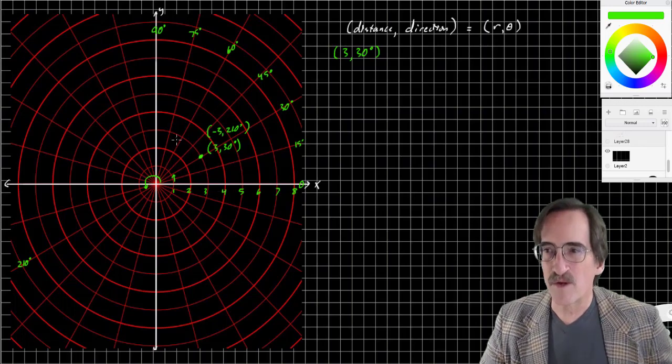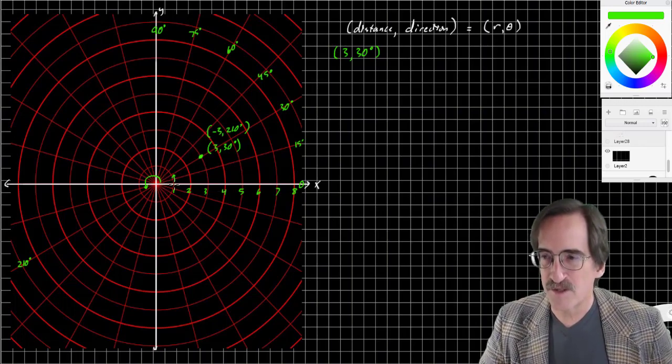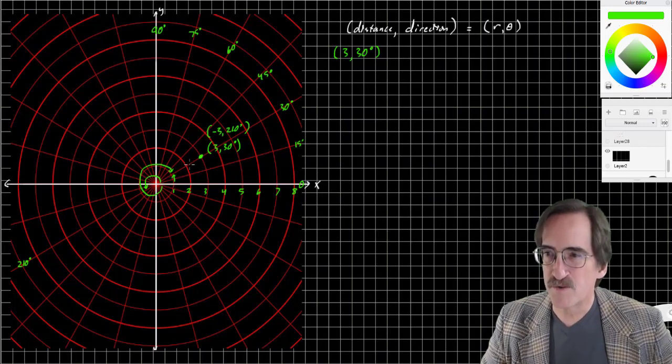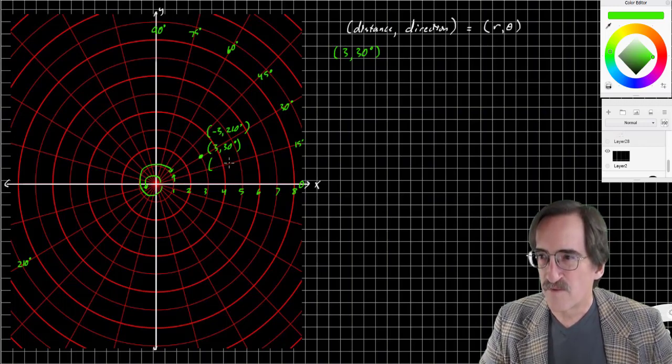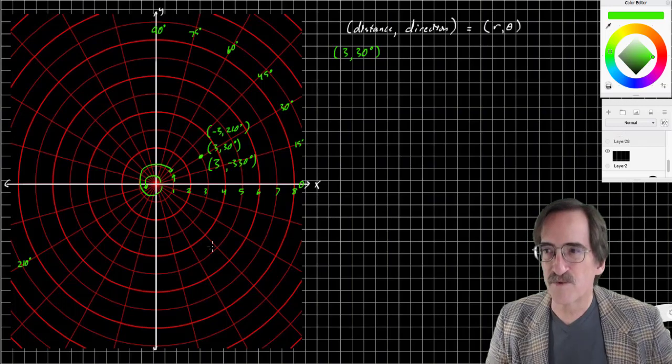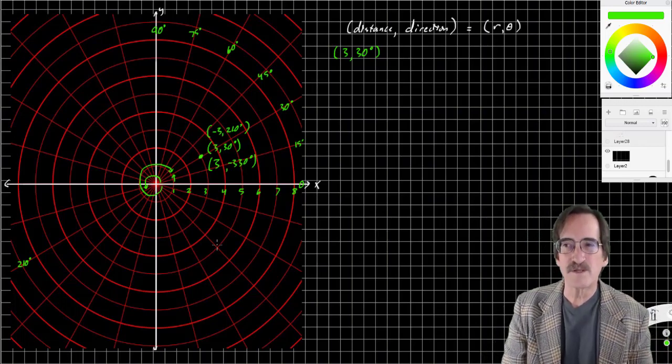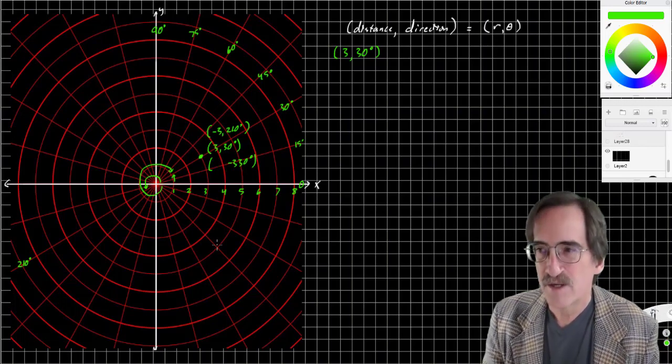Not only that, we can talk about negative direction. Going clockwise is negative. So I could go around this way and end up at the 30-degree vector. That corresponds to an angle of 360 less 30, negative 330 degrees, and still a distance of 3. So we can express these in numerous ways, all right?